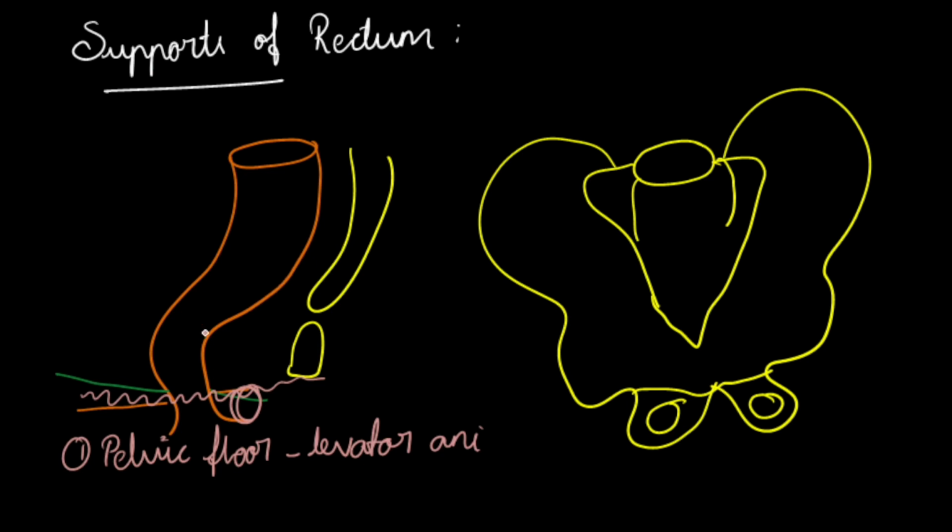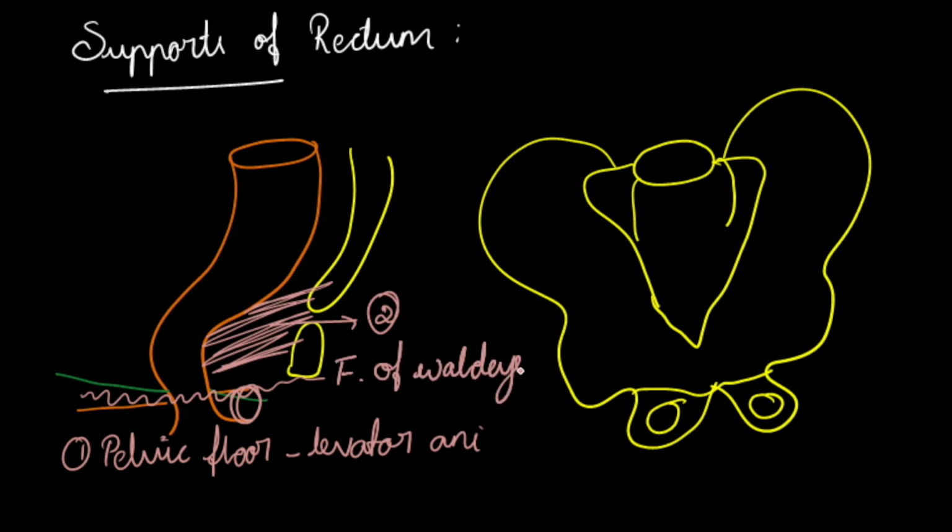This fascia of Waldeyer is present in the lower part of the rectal ampulla and connects the sacrum. So this forms the fascia of Waldeyer, and this is nothing but the condensation of pelvic fascia behind the rectum, and here it encloses the superior rectal vessels and its lymphatics.